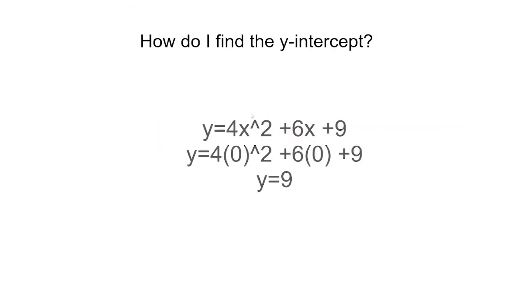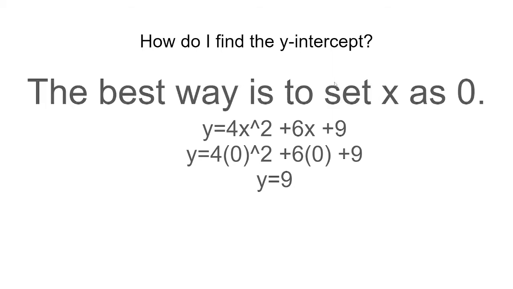So, with that being said, you may be wondering, how do you find the y-intercept? Well, the best way would be to set the x as 0. This would mean making all the x's zeros. So y equals 0 squared, which would be 0, plus 6 times 0, I'm sorry, plus 9. So the y-intercept would be 9.